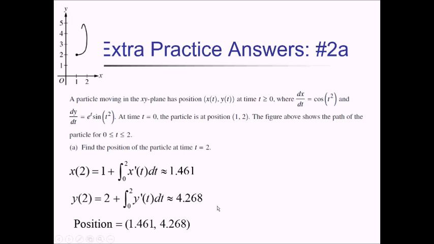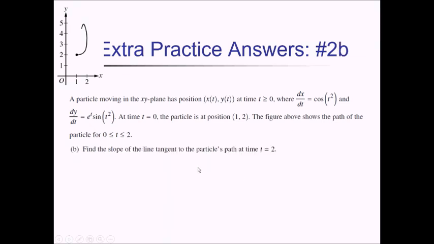For this problem, we want the slope of the line tangent to the particle's path at time 2. So for parametric slope, we're just doing y prime of 2 over x prime of 2. And we've already got those defined, so we just have to plug that in the calculator.